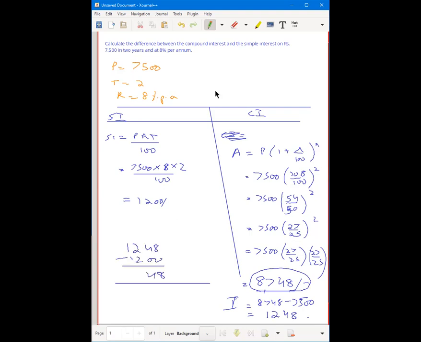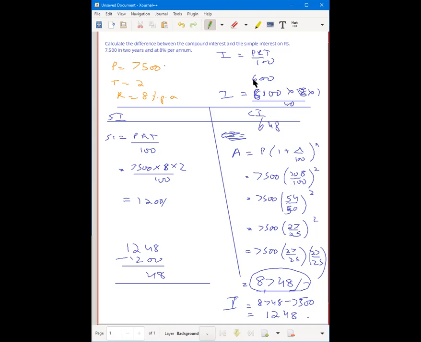Or you could have done the same method which you were doing. You'd find out the interest for the first year, which will be PRT upon 100. You will get 600. Add this back to 7,500. Then you take interest for the second year, taking 8,100 as the principal into 8 into 1 upon 100. So you'll get the interest for the second year, 648.